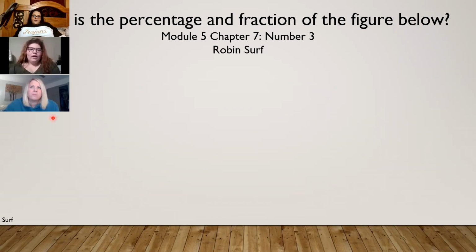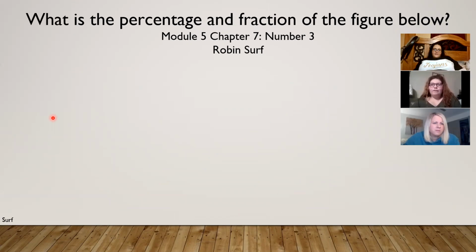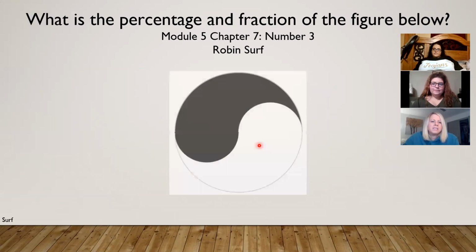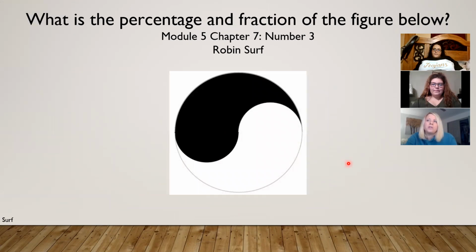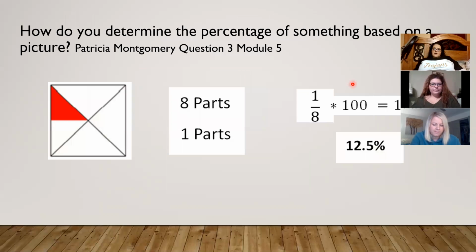Robin, what is the percentage and fraction of the figure below? Well, this particular picture is actually called a yin yang. Although the lines are in the shape of a circle, we can safely assume that the black portion takes up half of the circle. So we write this as 1 over 2, otherwise known as 1/2 or 50%. Awesome. Perfect. Thanks.